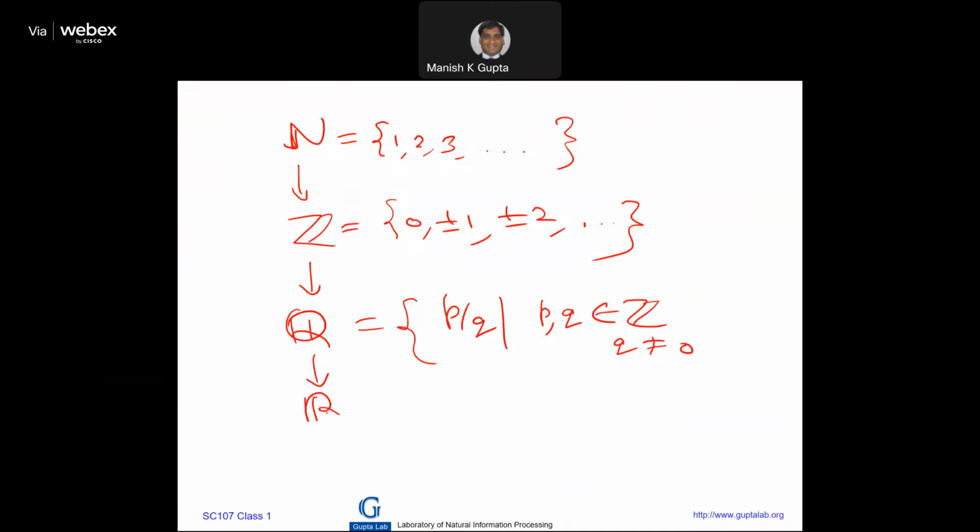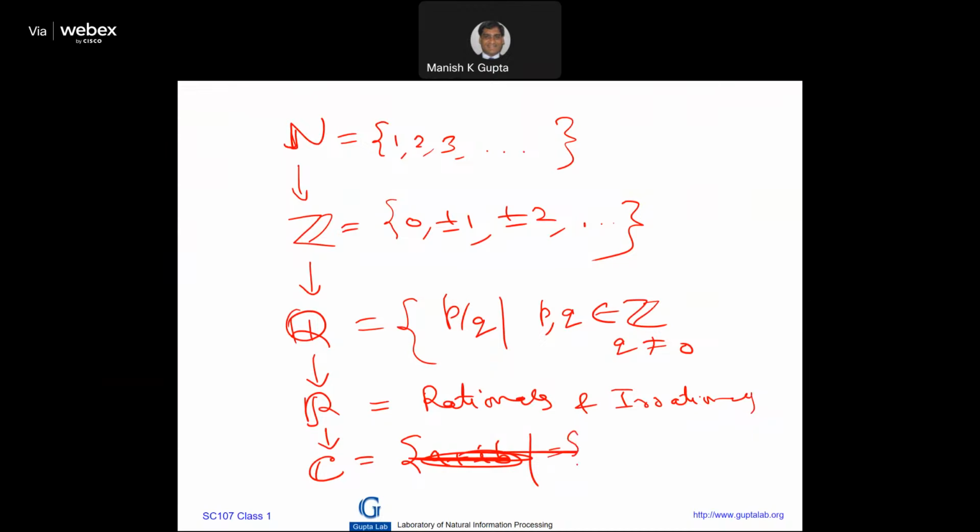Then we extend to the real line consisting of rationals and irrational numbers, right? Then we extend it to C, a plus ib, such that a and b are reals and i is equal to square root of minus 1. This implies that i square plus 1 is equal to 0. Right, so you know about these facts.